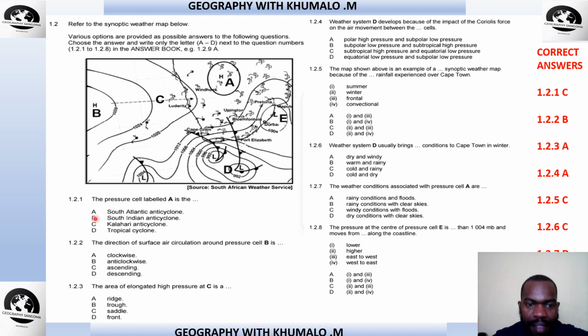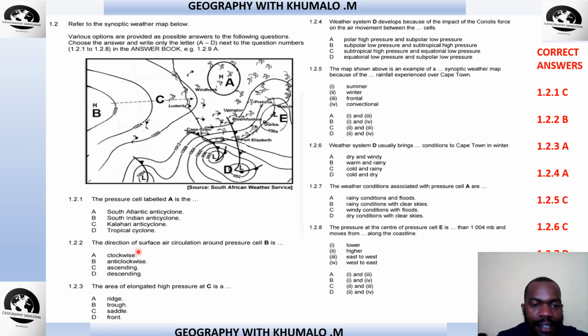1.2.1, the pressure cell at A is... so the answer there is C, the Kalahari high pressure cell. So that's the Kalahari high pressure cell. I just wanted you to know the location. Remember, we said always know the location.